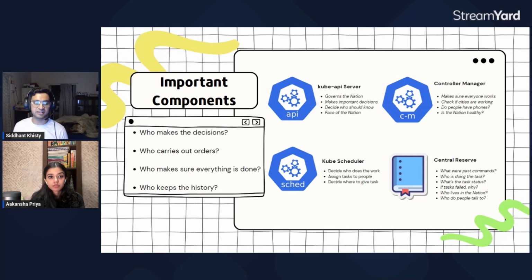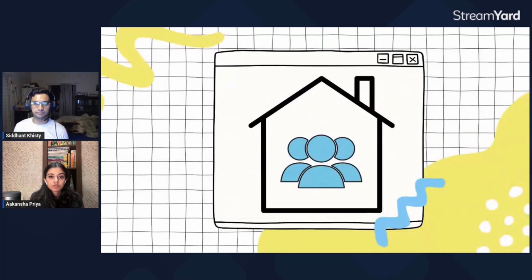And then we have the central reserve, which is just like a history book for the country. In Kubernetes, that's what we call etcd. Now, in technical terms, etcd is just like a database. For example, you have SQL-based databases, you have MongoDB, and all these other amazing databases. etcd is a database in the same sense, but this one has been specifically created to work well with Kubernetes.